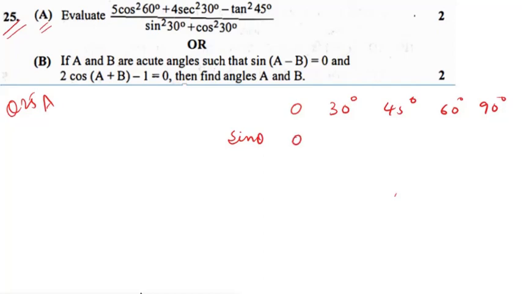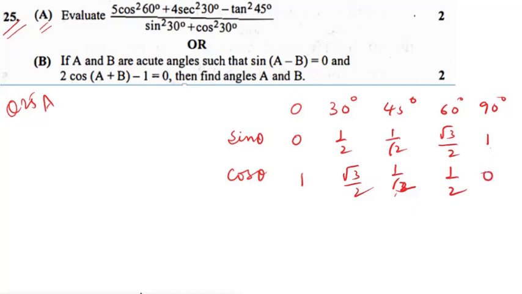Sine is 0, half, 1 by root 2, root 3 by 2 and 1. Cos theta is the reverse order, means this one will come here, this will come at second place, 1 by root 2 in the middle, and this is at fourth place and 0 at last.